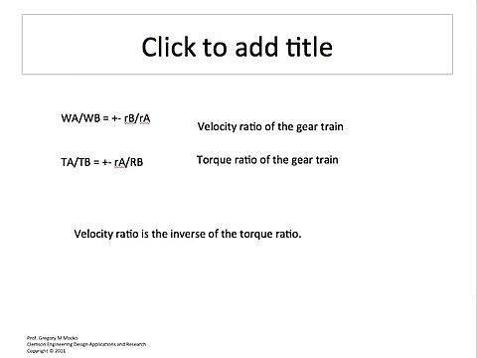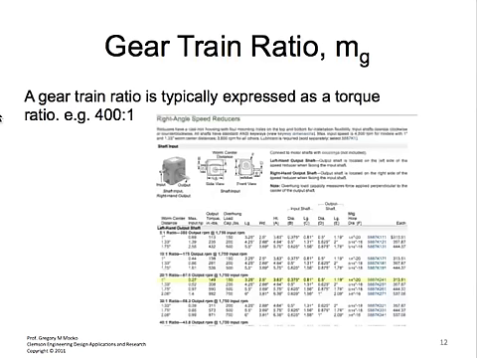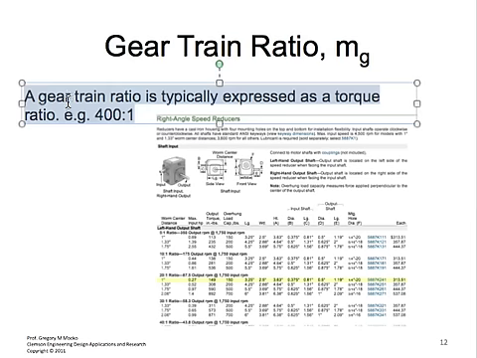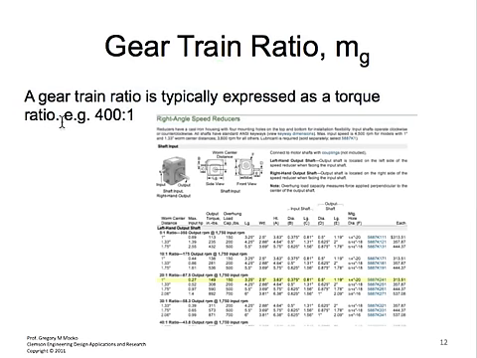Okay, so what does this look like if you were to go out and attempt to purchase a gear train or a speed reducer, or make a gear train or speed reducer? When you go look for a gear train or a speed reducer, usually what you'll find, and this is a catalog snapshot of McMaster-Carr, is that they'll typically talk about a gear train ratio. It's related to the velocity ratio and the torque ratio. A gear train ratio is typically expressed as a torque ratio, so 400 to 1.